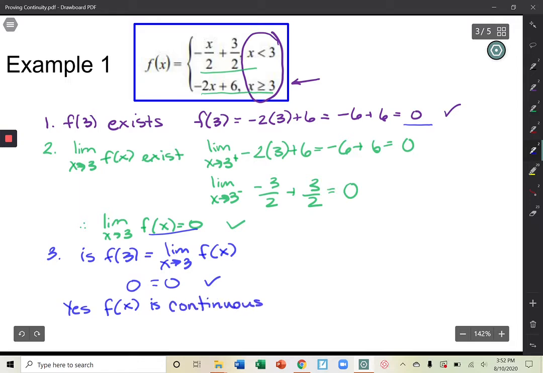And I'm going to write my answer out depending on how the question asked. This question just asked, is it continuous? I'm going to write f of x is continuous everywhere. Because it didn't specify that I needed to look at 3, but I can tell that 3 is the only place that I need to look at.